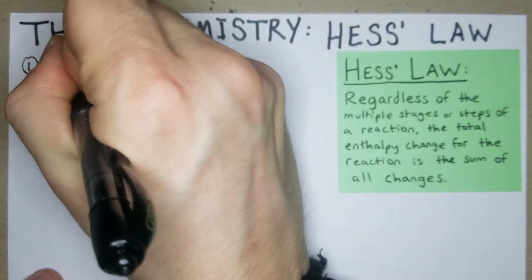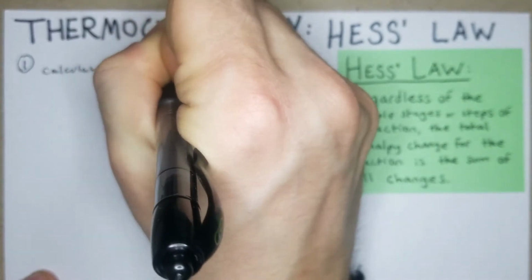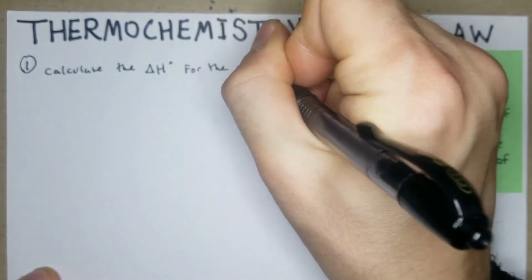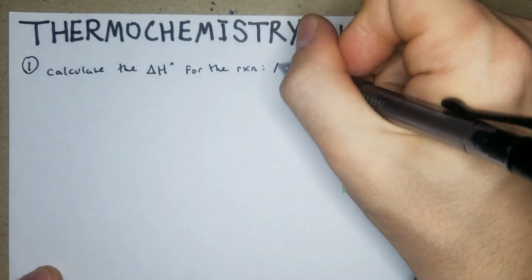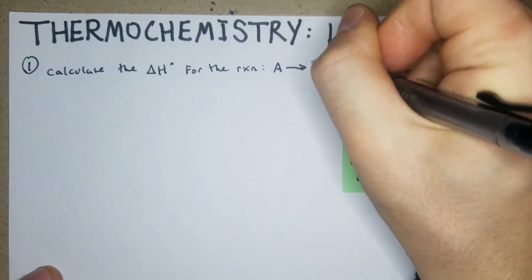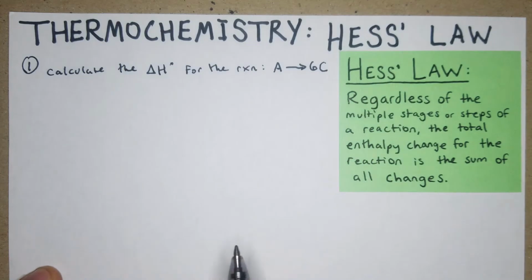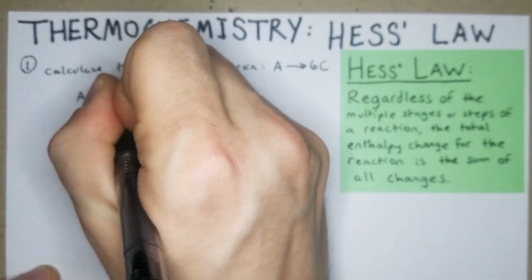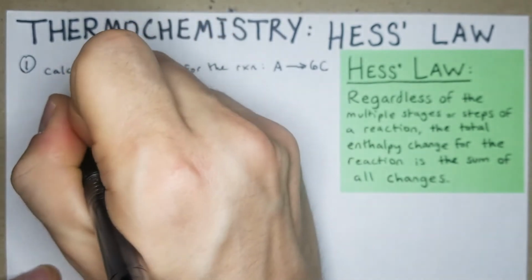Okay, so calculate the delta H for the reaction A yields 6C. And usually with these problems we're given 3 or sometimes more, you might even get less than that though, reactions. And basically this is just telling us what we know.